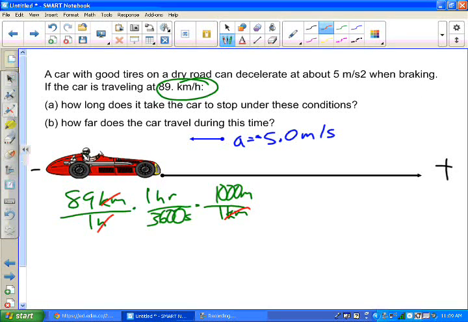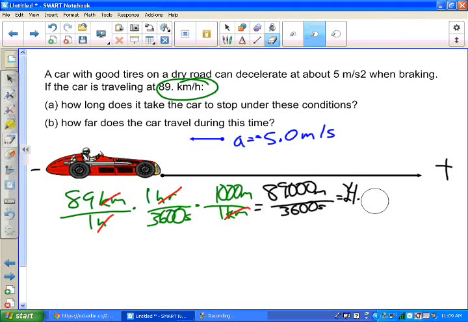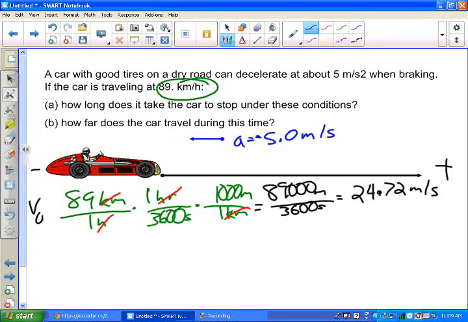The next thing I need to do is take 89 kilometers per hour and convert it to meters per second. So that is 89,000 meters per 3,600 seconds. When I simplify by dividing the top number by the bottom number, I get that the initial velocity of the car is actually 24.72 meters per second.